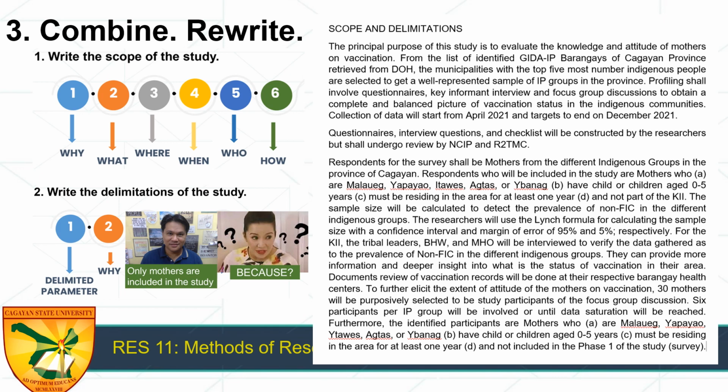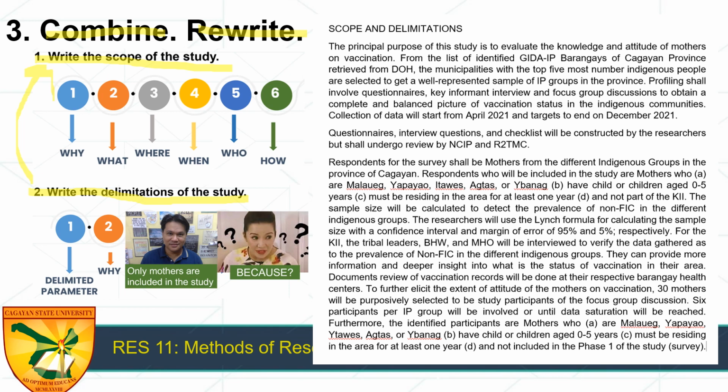So third step on writing your scope and delimitation is to combine and rewrite. So remember, the first step is write the scope of the study, and the second step is write the delimitations of the study. So your reasons should always be linked back to your research question, as all the limitations should result from trying to make your study more relevant to your scope. So these are related. So therefore, the scope and the limitations, as I've stated a while back, are usually considered together when writing a paper.